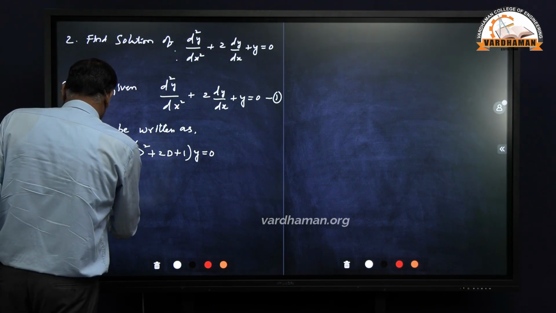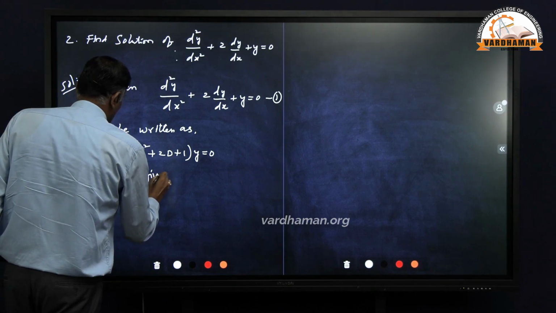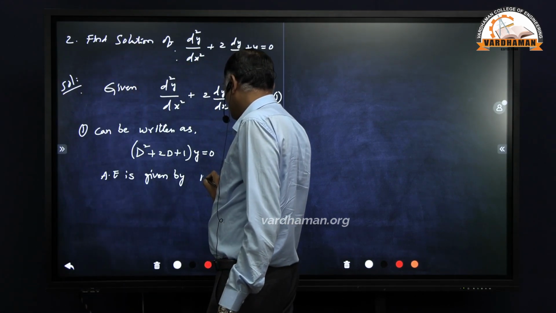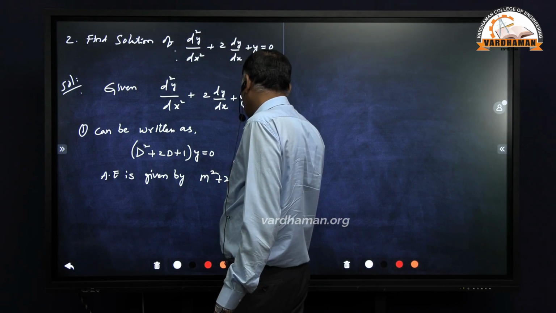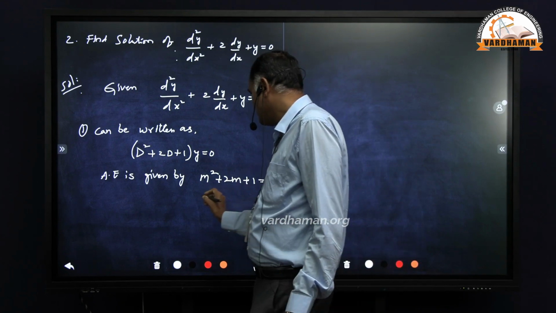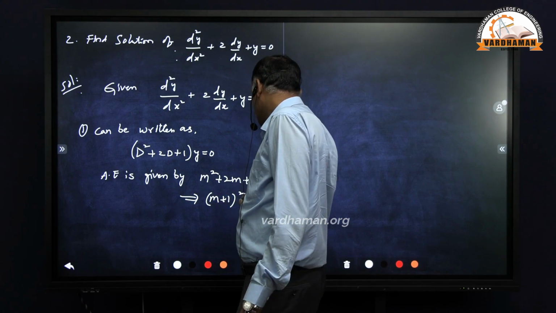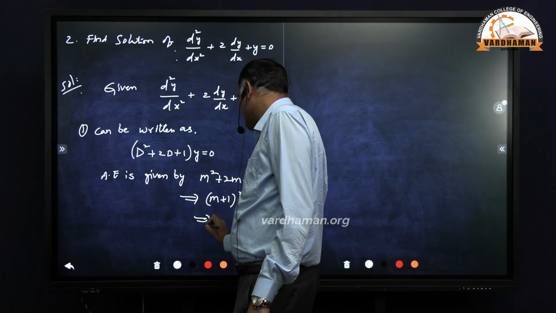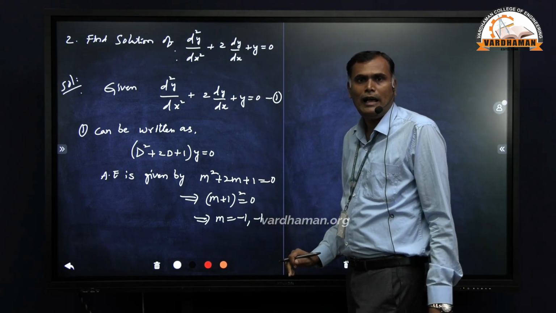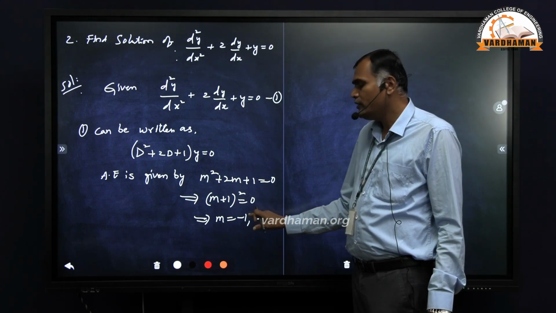Now write down the auxiliary equation. The auxiliary equation is given by m square plus 2m plus 1 equals 0. Let us find the solution of this equation. This can be written as (m plus 1) whole square, so we get minus 1 as the solution of this auxiliary equation. Now clearly the roots are real only, but the roots are not distinct, they are repeated.